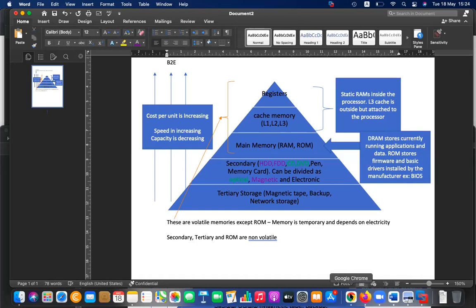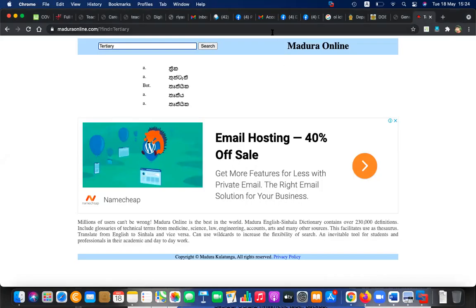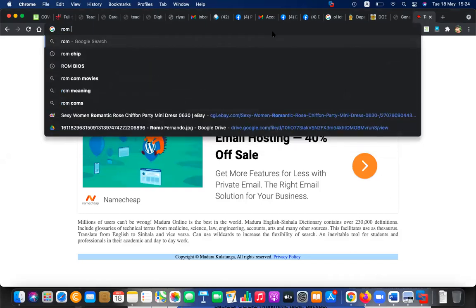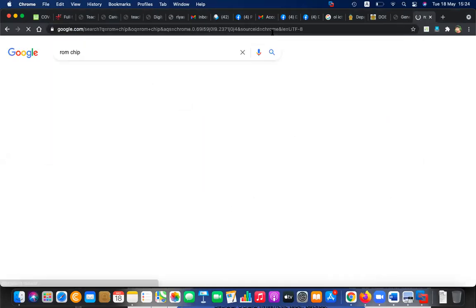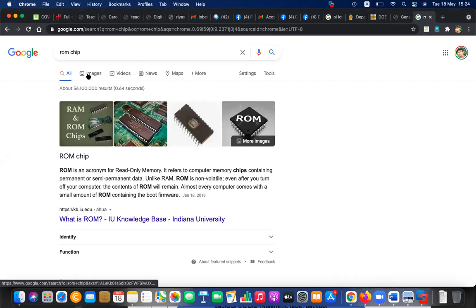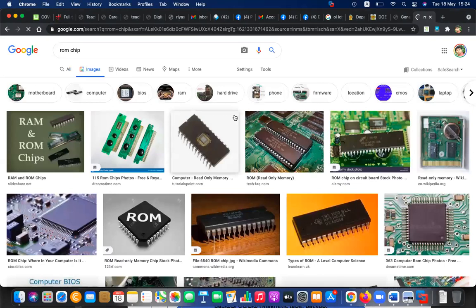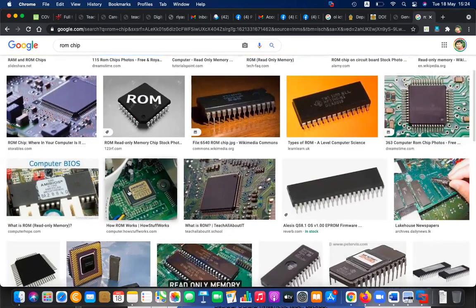Right, ROM is basically a chip. Here, the ROM chip, that is in the motherboard. It has that software, right? So it is a mix of software and hardware because ROM has this BIOS software also inside it. It is a special chip in the motherboard. You can see it's a chip here.